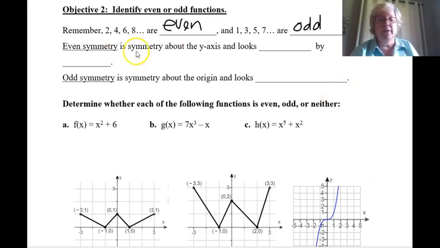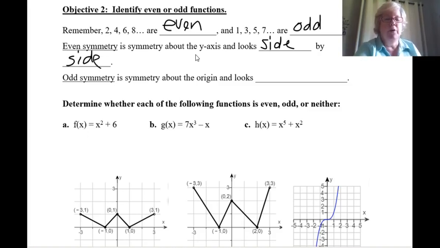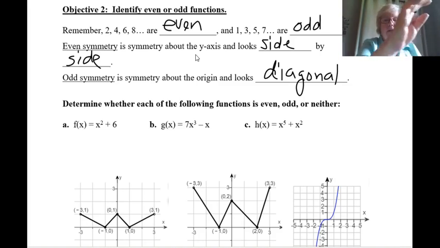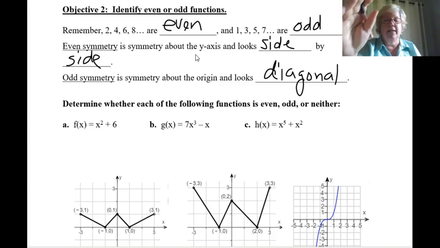So even symmetry is symmetry about the y-axis. So it's going to be what we call symmetry that is side by side. You may be the type of person who hangs photographs in your room that are side by side. Okay, odd symmetry is symmetry about the origin of the graph, and it actually looks diagonal. I tend to be an odd symmetry person. Whenever I hang a photo, I like to hang something over here on the left and then down here towards the right. So, you know, I'm just odd like that.